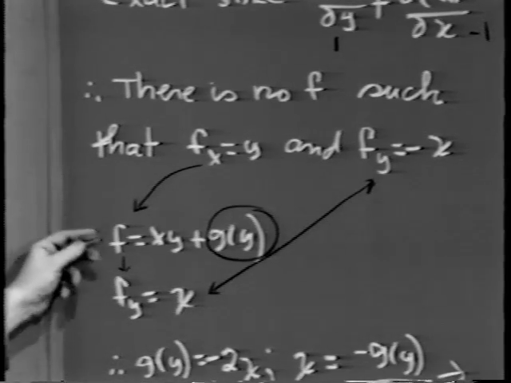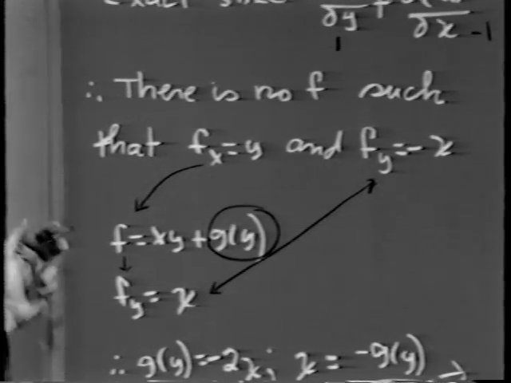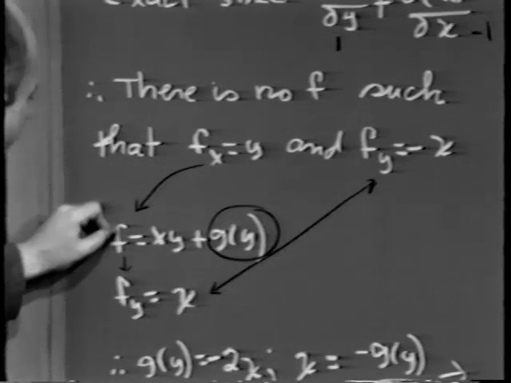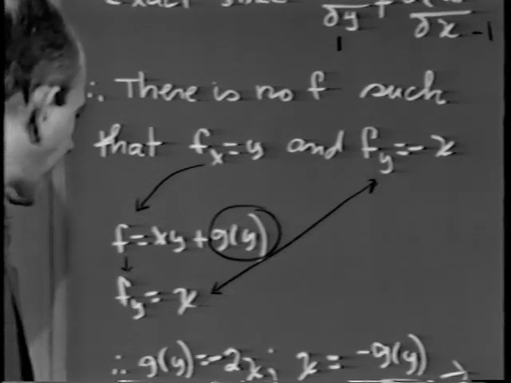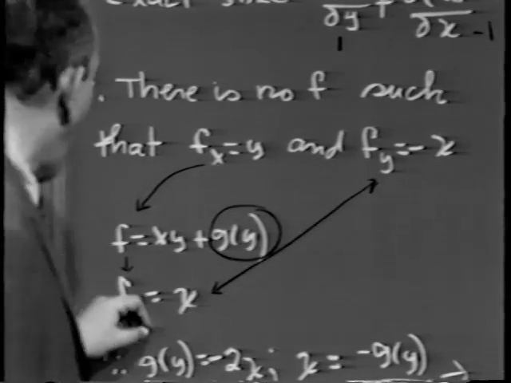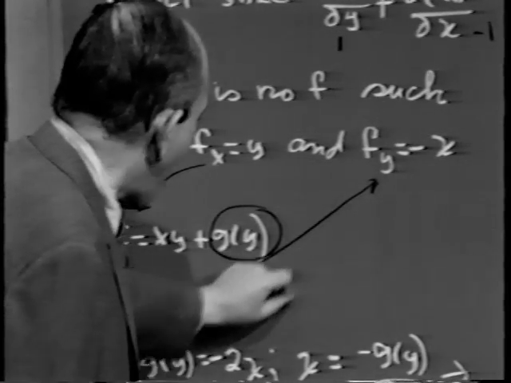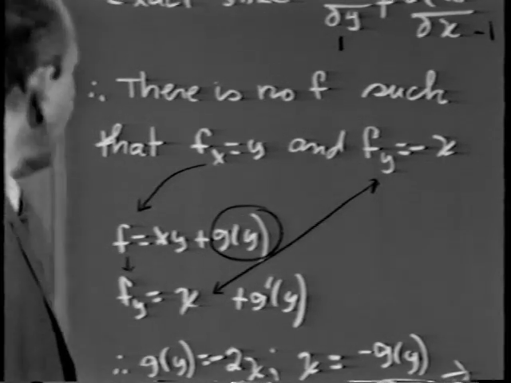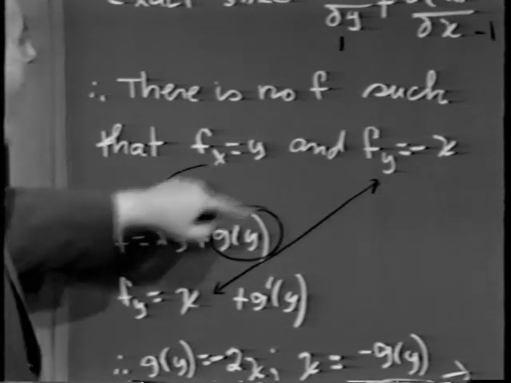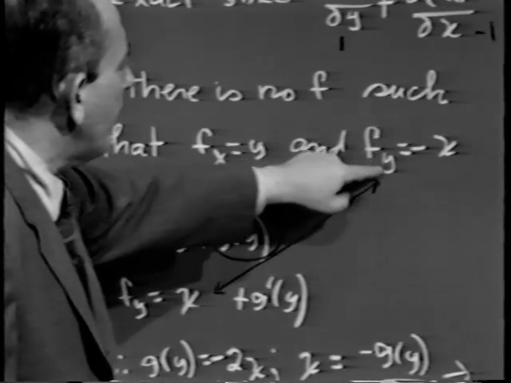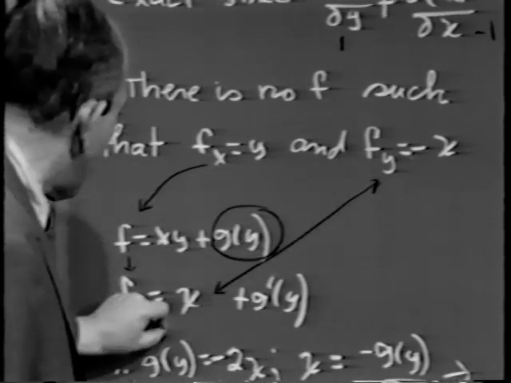And now we say, gee, we're in pretty good shape. All we've got to do is find what g of y is, and we're home free. Let's continue to mimic what we did before. Knowing this, I can take the partial of this with respect to y, which is what? f sub y is x plus g prime of y. Now, this is the partial of f with respect to y computed from here. I know by hypothesis that the function I'm looking for must have its partial with respect to y equal to this. Consequently, these two expressions must be equal.